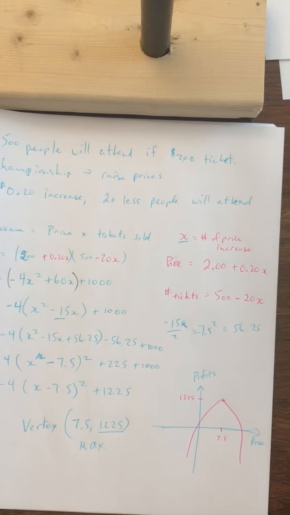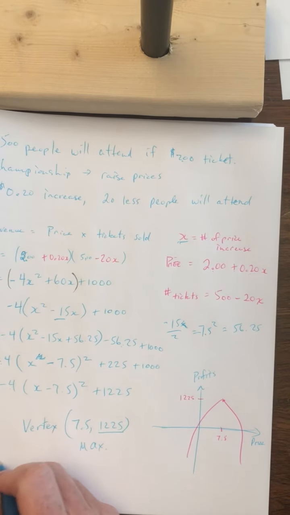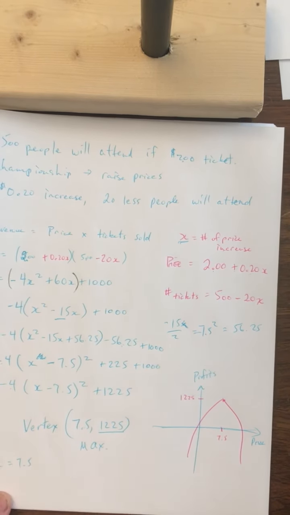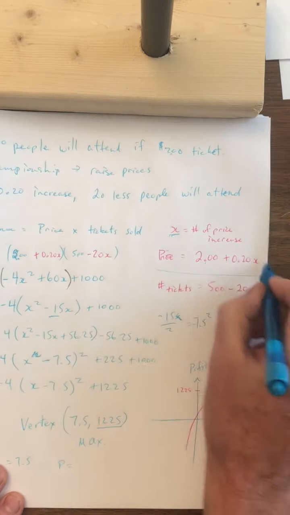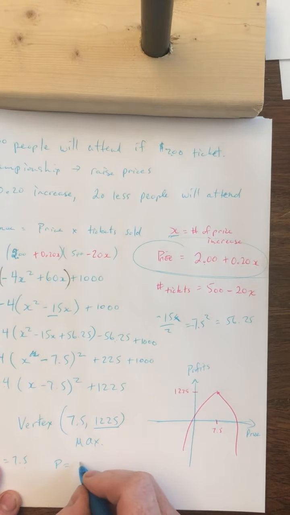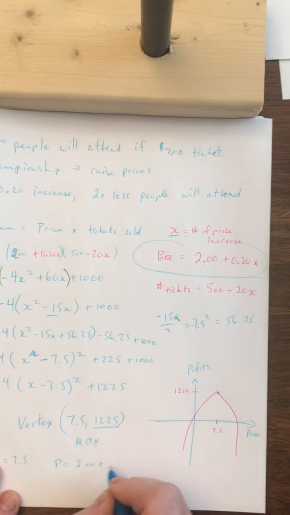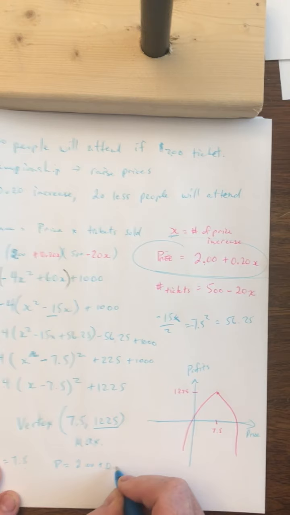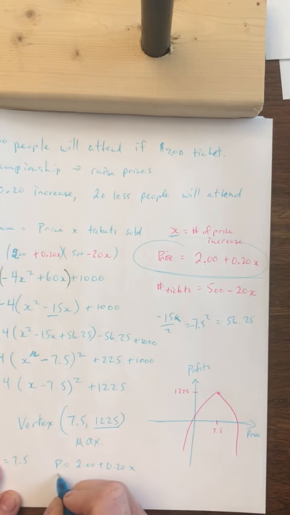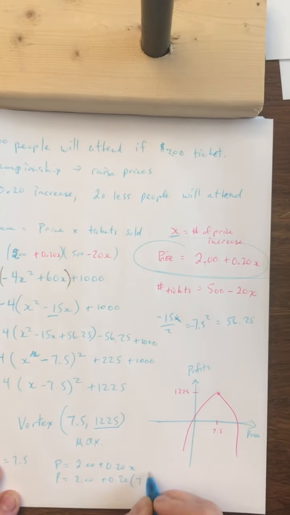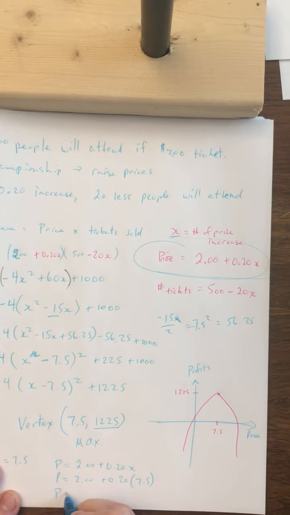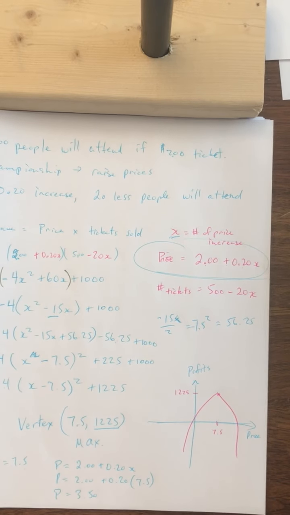So how much should the ticket be? Well, we know that it's 7.5 price increases. So our initial price equation is $2 plus 20 cents times x, with x being 7.5 price increases, and that tells us that the price of the ticket should be $3.50.